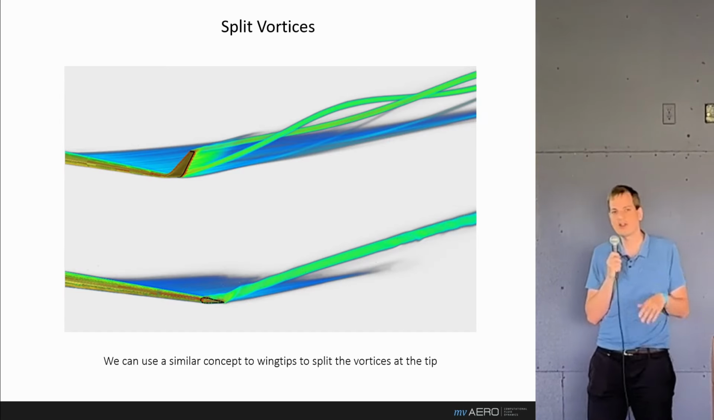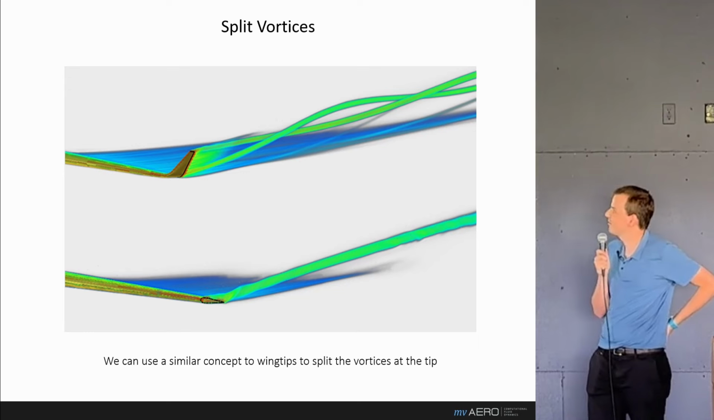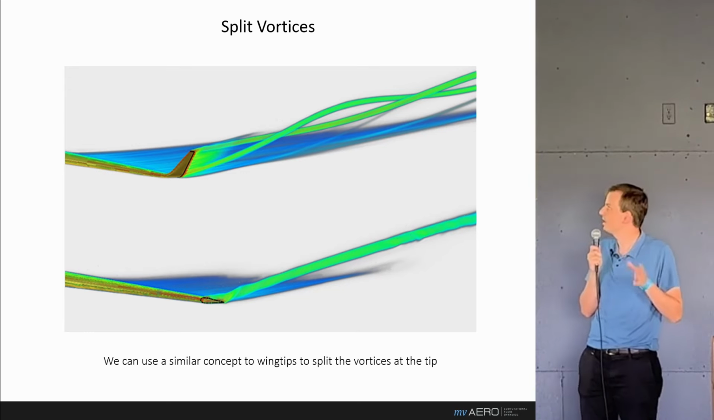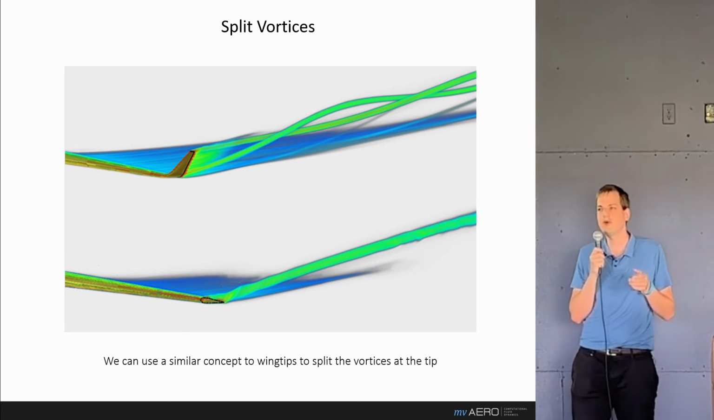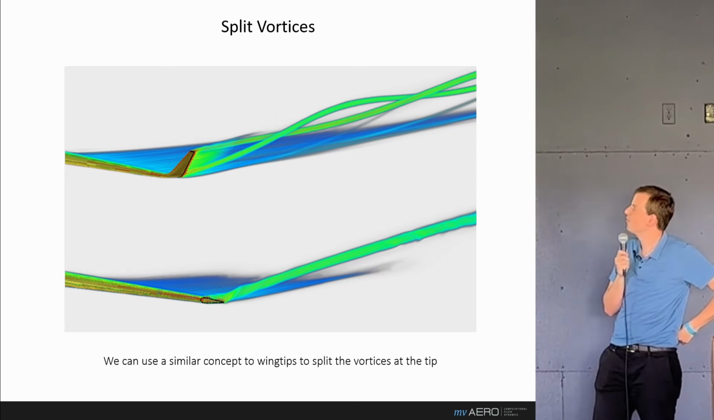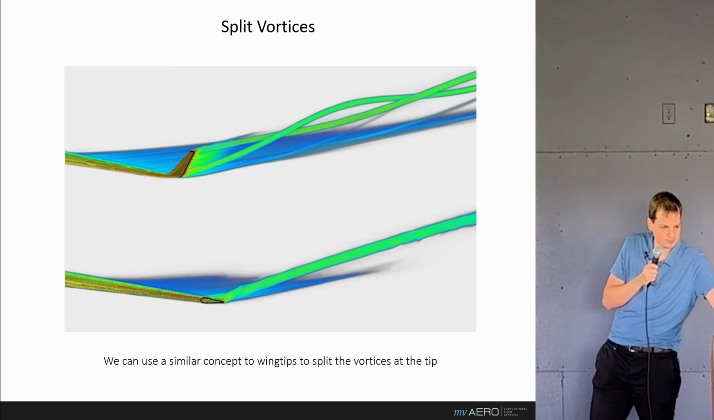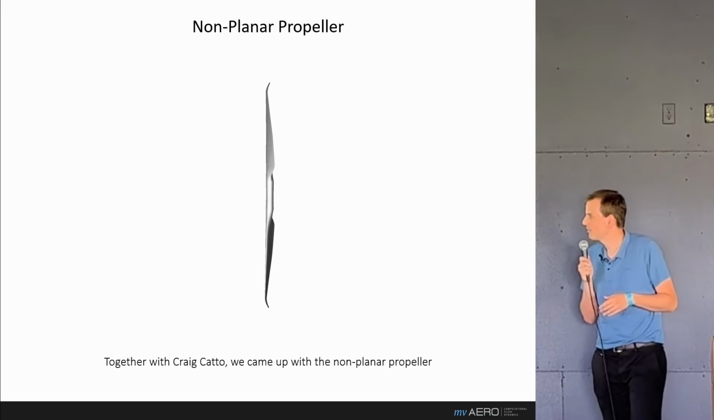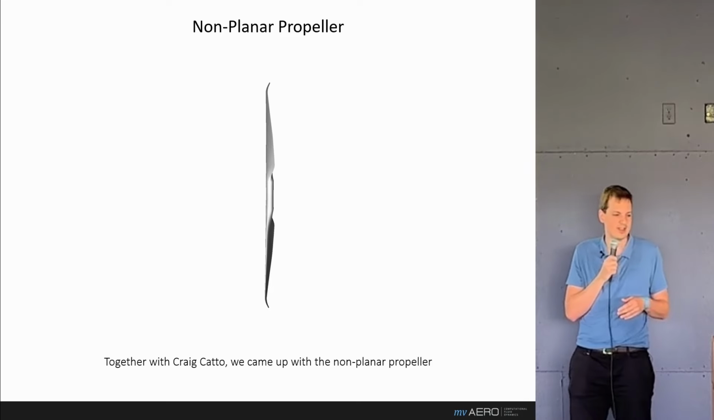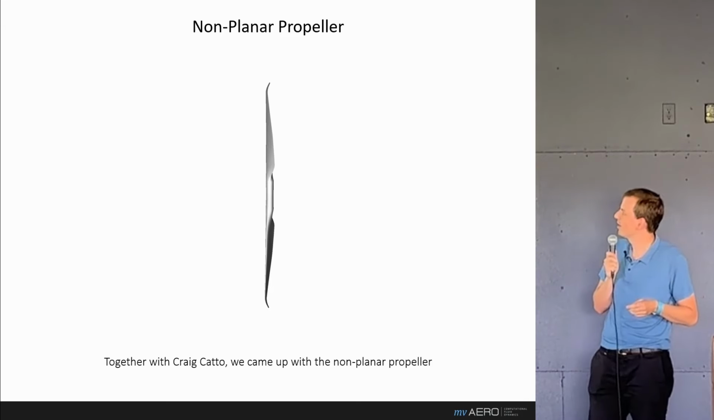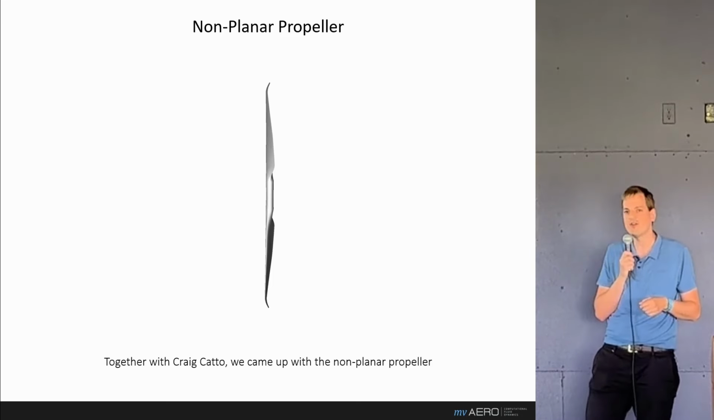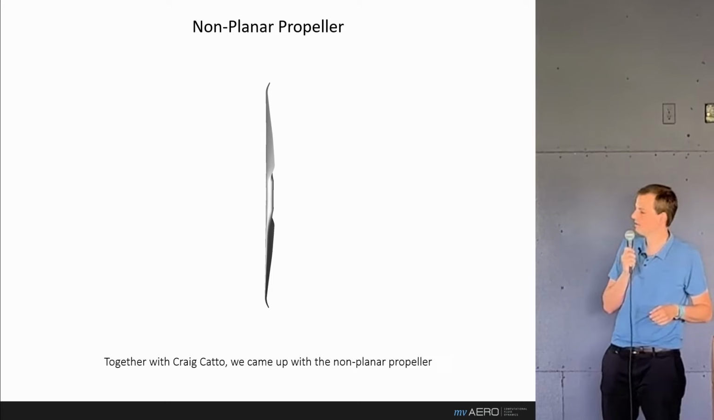And that brings us to an interesting question. Let's revisit an image we saw earlier. We noticed that the winglet is able to split a strong vortex into two weaker vortices. And we can ask ourselves the question, will that apply to a propeller? Well, I've been working together with Craig Cato for the past 8 years, and this is a project we've been doing recently, where we're calling it the non-planar propeller, because you notice the tips are bent out of plane. It's not quite as radical as a winglet, but it is definitely out of plane.